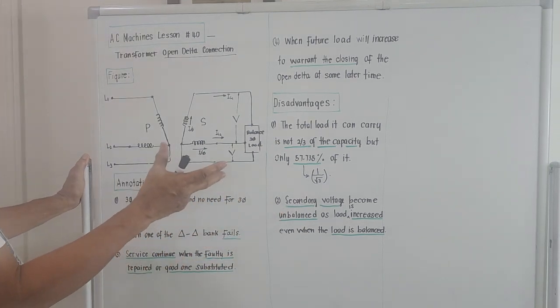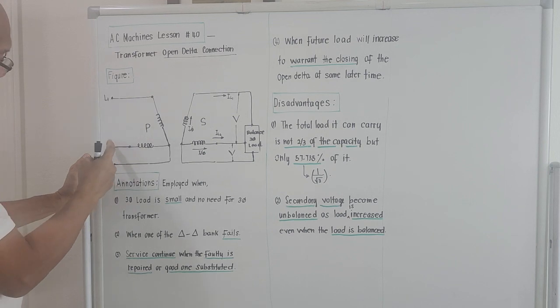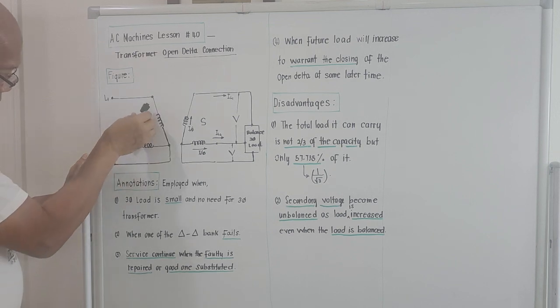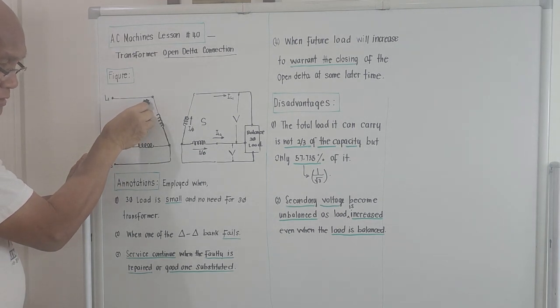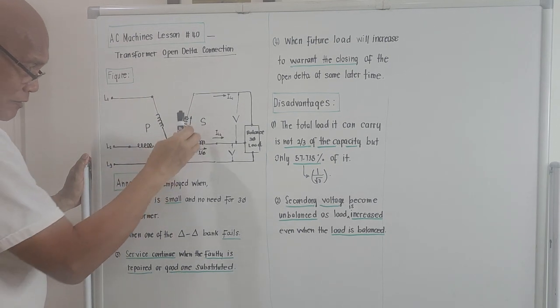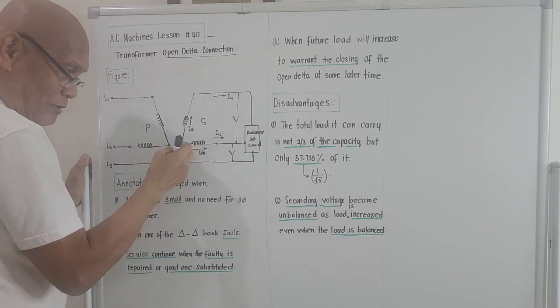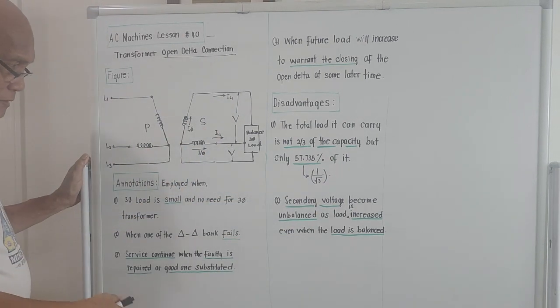So this will be the connection of an open delta connection, right? It should be line number 1, line number 2, line number 3. The third leg is missing, or the third single phase transformer is missing. So they just remove it. And the third single phase transformer in the secondary also, they just remove it, right?